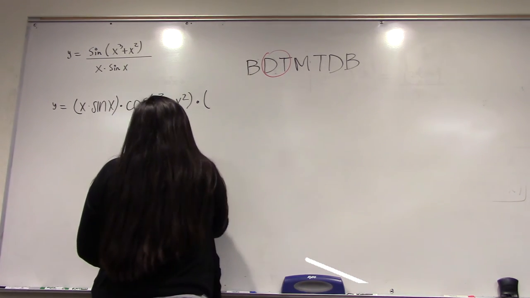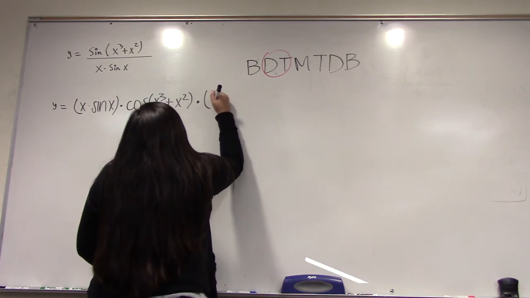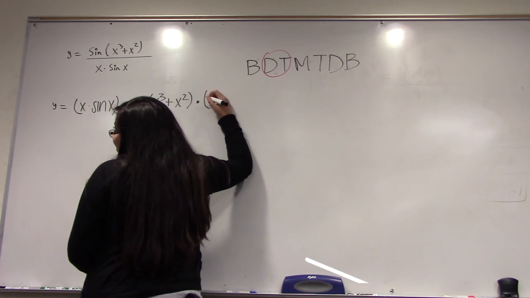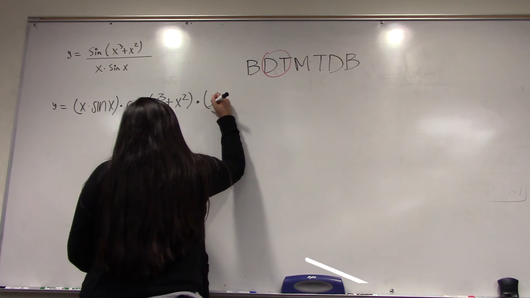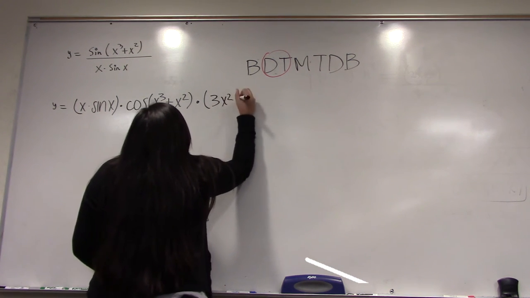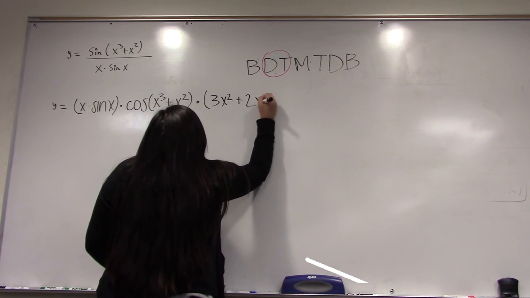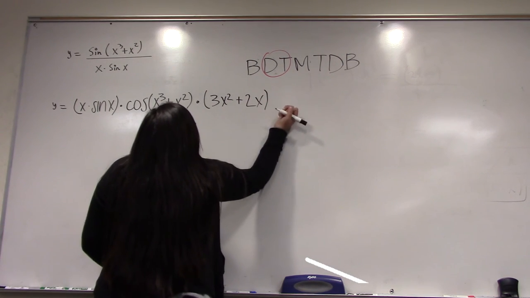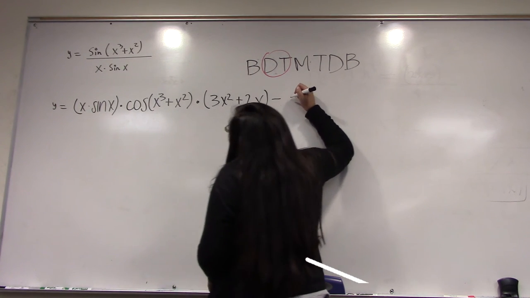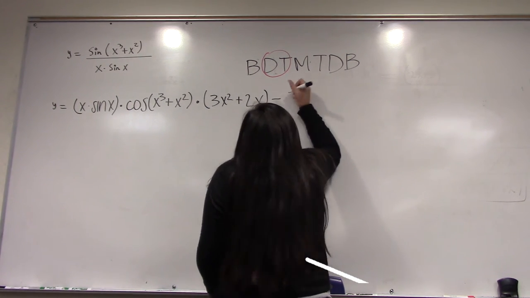What is that? That is x squared. No, almost. The derivative of x cubed is? 3x squared. Plus, yep, there you go, see, you are remembering. Minus. Good job. Go ahead. It's nine.